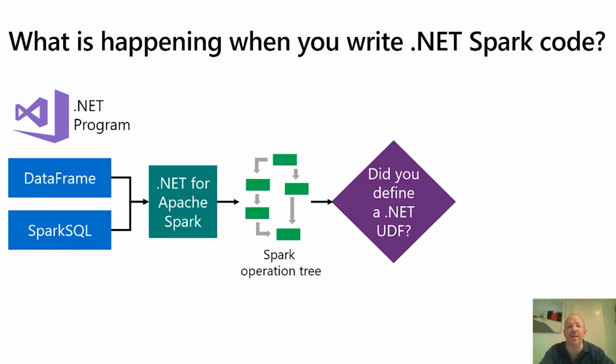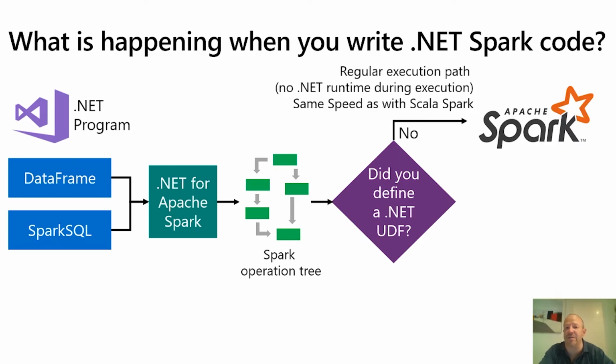Now that Spark operation tree, once we submit it and actually execute it on the cluster, it has 2 execution paths. If we did not define a user-defined .NET function, then it's just a regular execution path and there is no .NET runtime involved during the execution. So you will get the same speed as if you would have written that with Scala or Python. It's executing the Spark operation tree using Scala Spark.